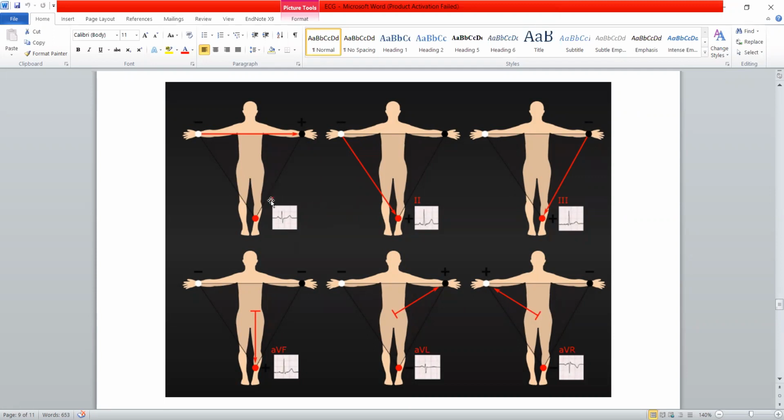Now, first of all, how lead 1 is placed. Sorry, lead 1 has a positive terminal at the left arm, this is the left arm, and this is the right arm, and a negative terminal at the right arm.